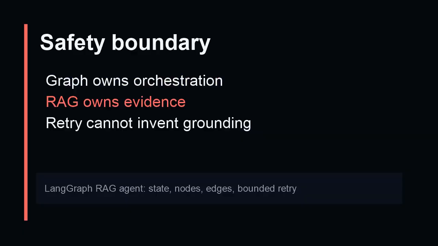The graph owns orchestration. The RAG tool still owns evidence, citations, and fail-closed behavior. The graph may retry once, but it cannot turn weak evidence into a confident answer.